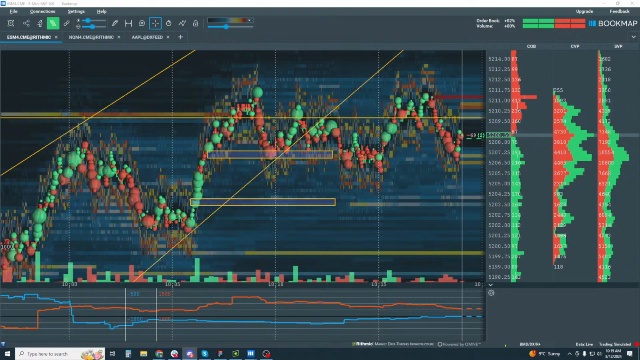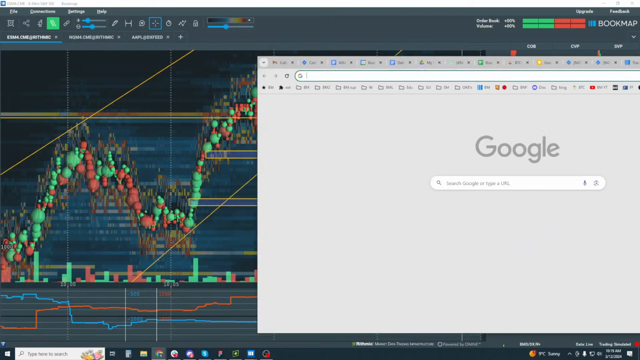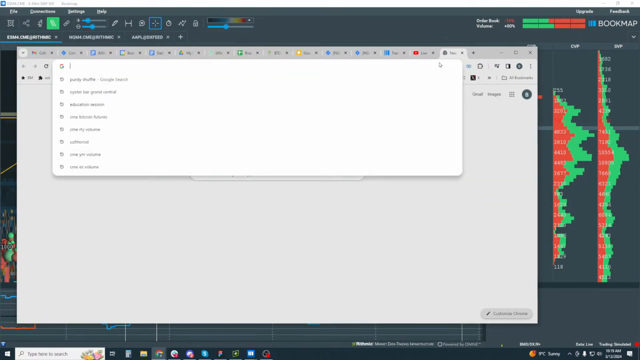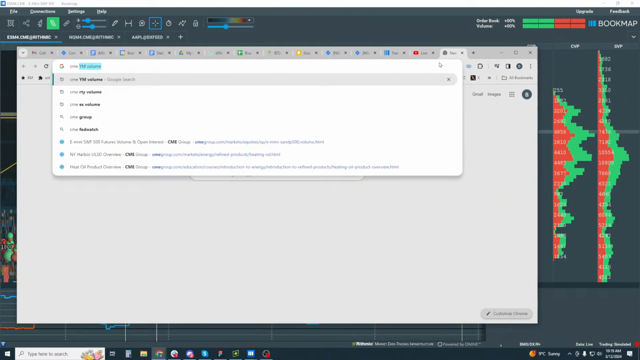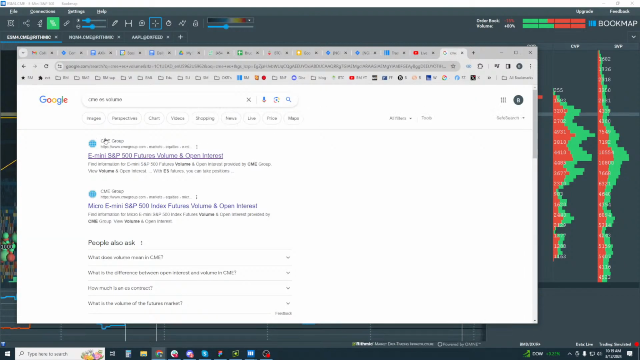Yeah, let me also cover the rollover period here. I want to just show you something very simple. This is what I do for the rollover. Just to understand the volume, just input a simple Google search or whatever you use: Volume ES CME. Okay, that's it. This will take me to the contract specs for the volume and open interest.